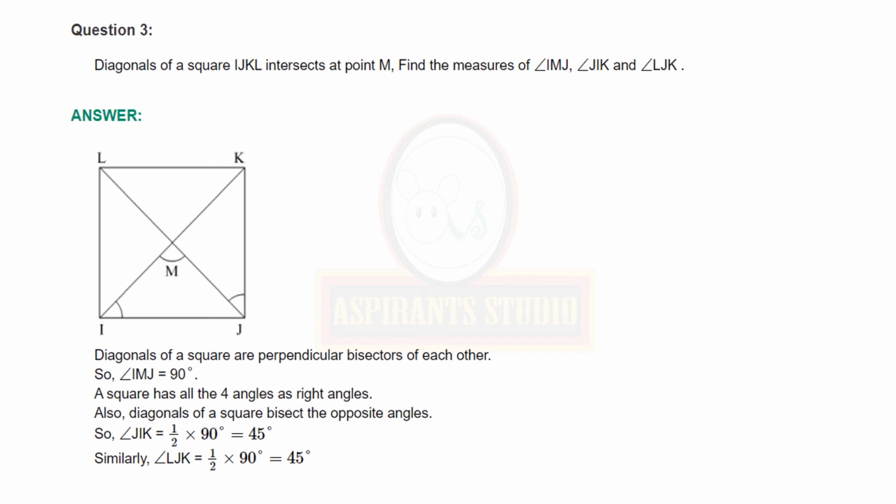So the measure of angle JIK will be equal to half of 90 degrees, because diagonals of a square bisect the opposite angles. Half of 90 degrees is 45 degrees. Similarly, you can find the measure of angle LJK. Diagonals of a square bisect the opposite angles, so it will be half of 90 degrees, which is 45 degrees.